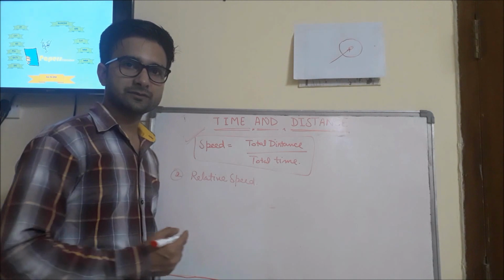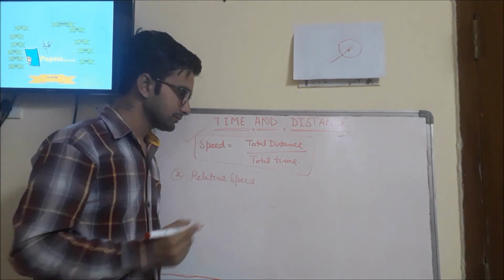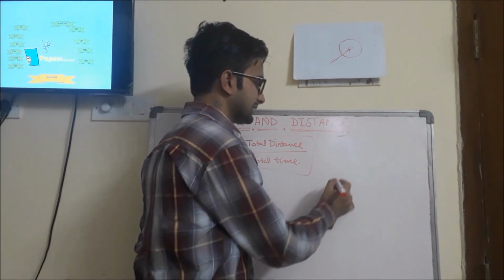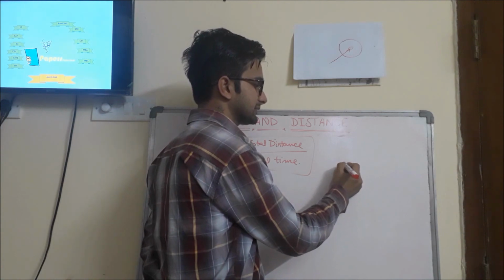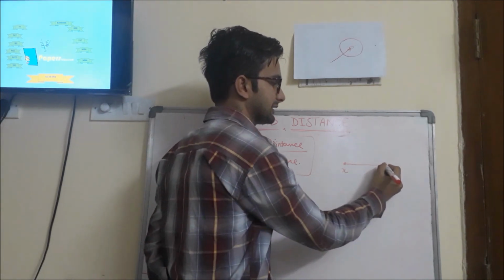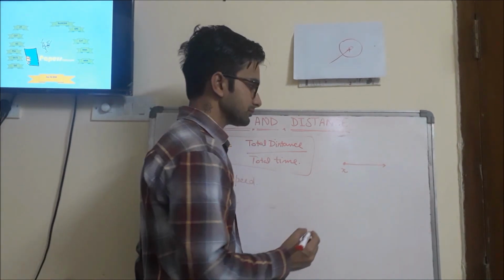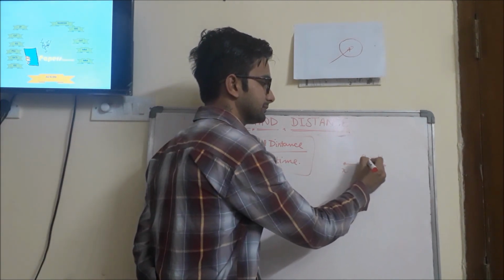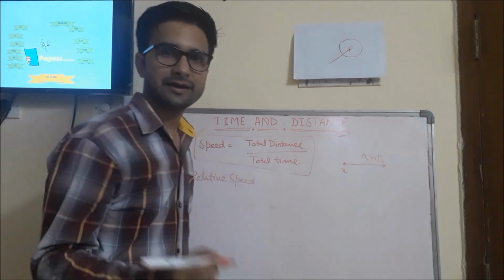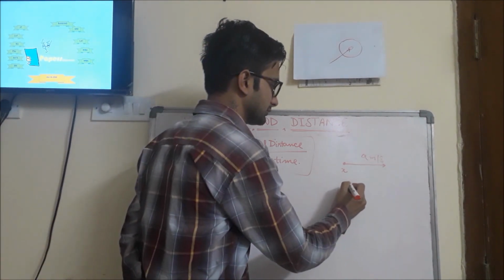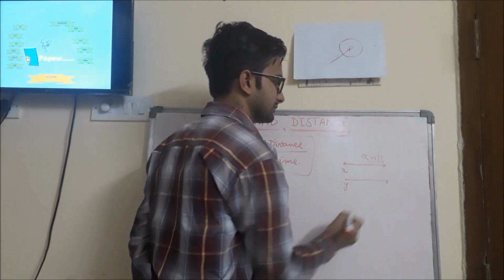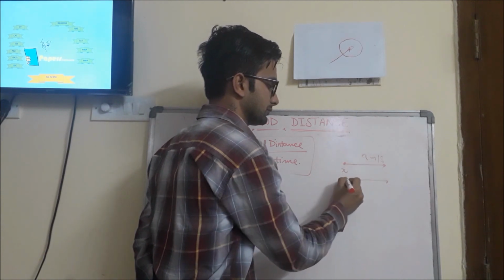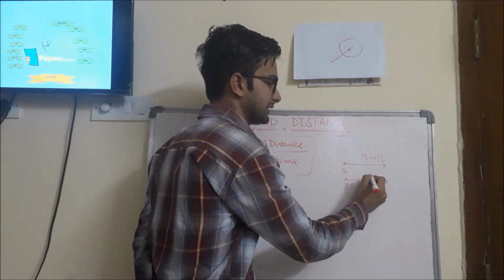So how does this concept work? Let's take x as a person who is moving in this direction at a meters per second, and y as another person who is moving in this direction with b meters per second.